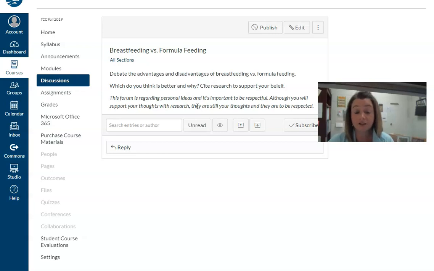What are the advantages of breastfeeding? What are the disadvantages? And what are the advantages of formula and what are the disadvantages? So again, just make sure that you bring in some research to support what you're saying.